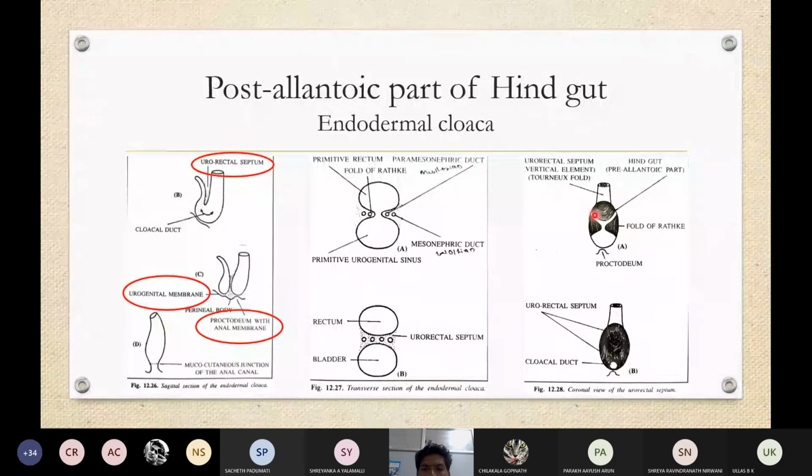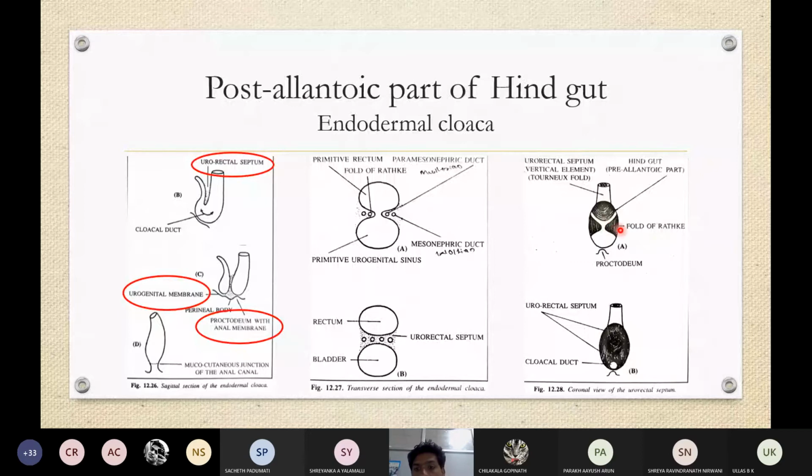It is actually a 3-layered structure. The urorectal septum, which I told you about here, is going to develop from 3 layers. Okay, those 3 layers include 1 vertically situated layer and 2 horizontally situated layers here. The vertically situated fold is called the vertical element or the Tourneux fold. Similarly, the two lateral folds are called the folds of Rathke.